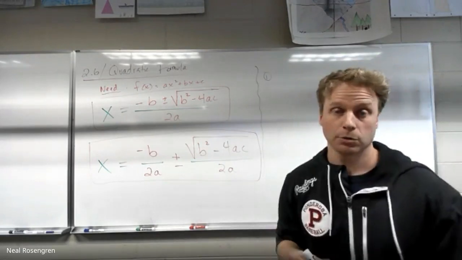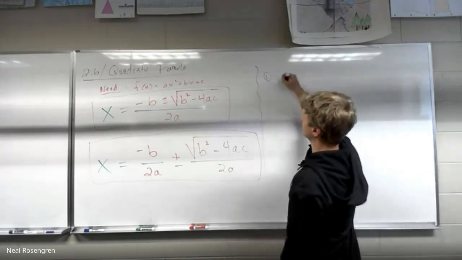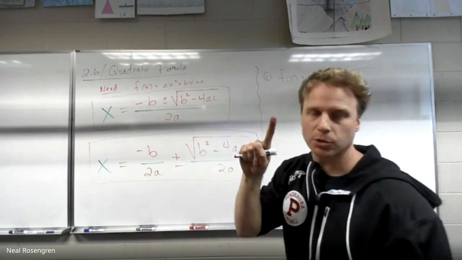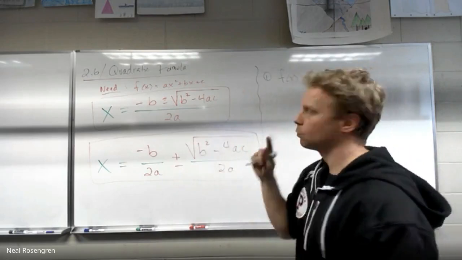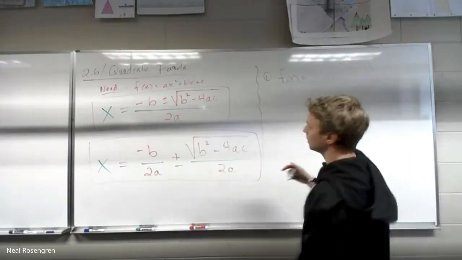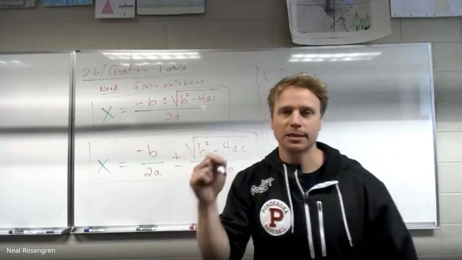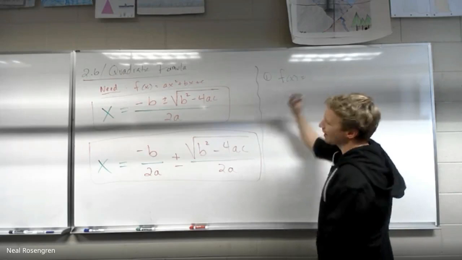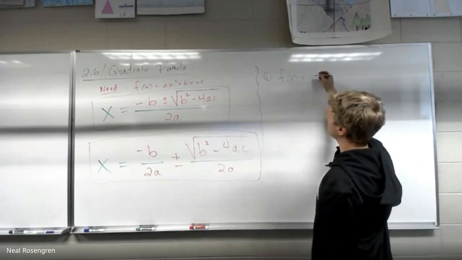Let's see how it goes. So I'm going to make up a function. Actually, we're going to do two. I'm going to do one with nice numbers, so you can see the square root just disappears, and then one without nice numbers. That's what we'll do. So not nice numbers first. I'll keep a as 1 for now.